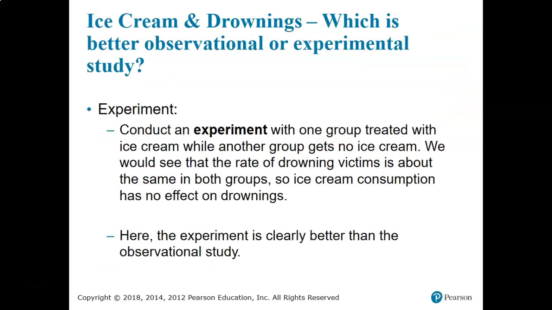If we look at it in the form of an experiment, we could conduct an experiment where we would take one group and treat them with ice cream and another group with no ice cream, and then we could see the rate of drowning for each of those groups. Obviously we would see that there's no effect on the drownings based on whether they had ice cream or they didn't have ice cream. And so we make a better conclusion from that as an experimental study than as an observational study.